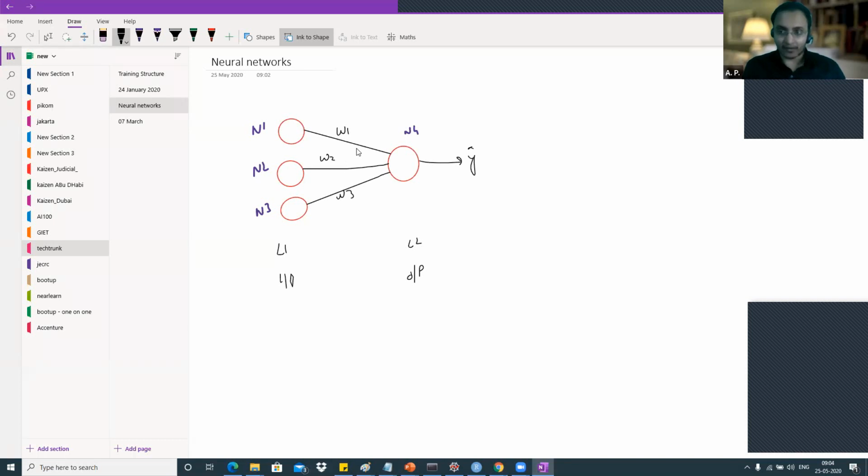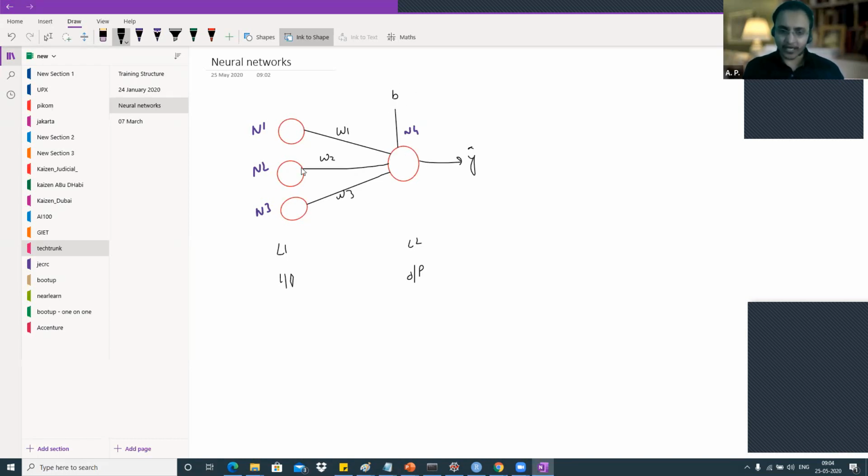If I talk about a generic example, W1 simply represents the importance of N1 for N4, W2 represents the importance of N2 for N4, W3 represents the importance of N3 for N4, and that's more of an idea about it. And then there will be a constant addition to this, which is like bias, you can say. That's what you call it.